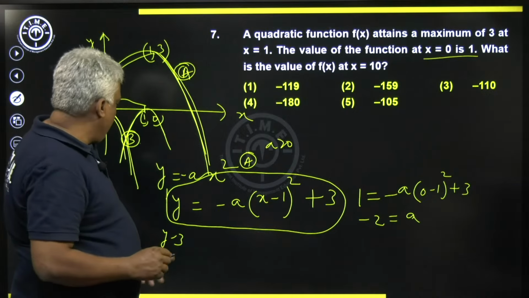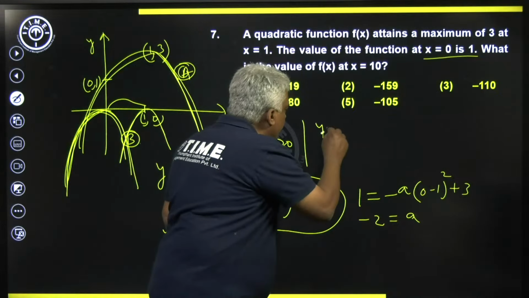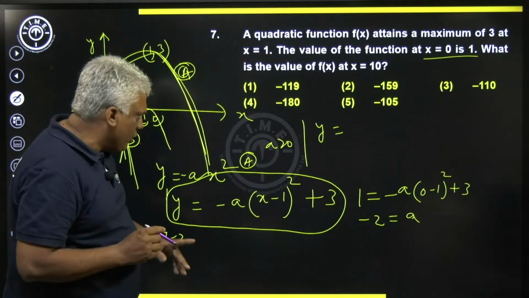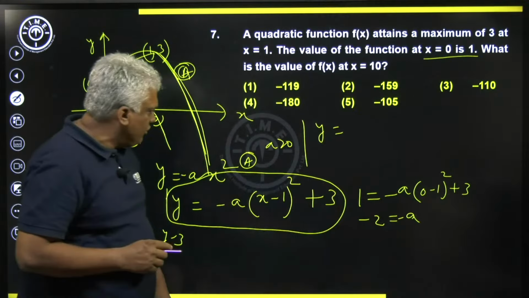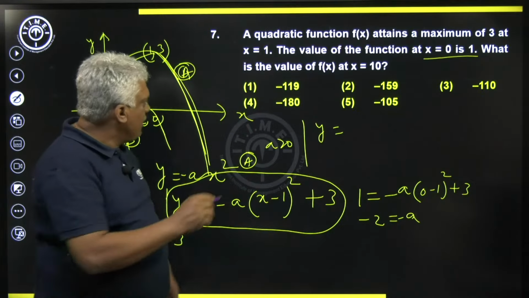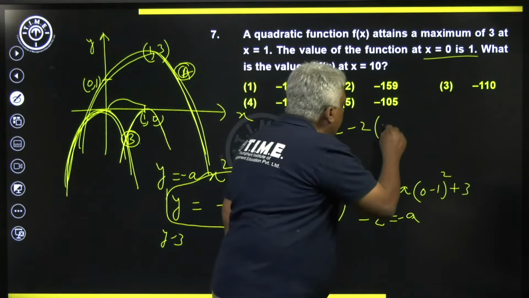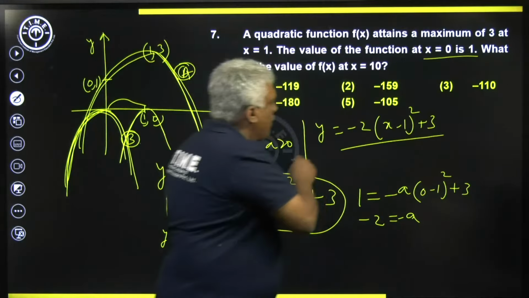So we got the equation, right? Sorry, it was minus a here, right? My bad. So a is 2. So I'll put a is 2 here. So it is y equals minus 2 into x minus 1 whole square plus 3. So we got the parabola.